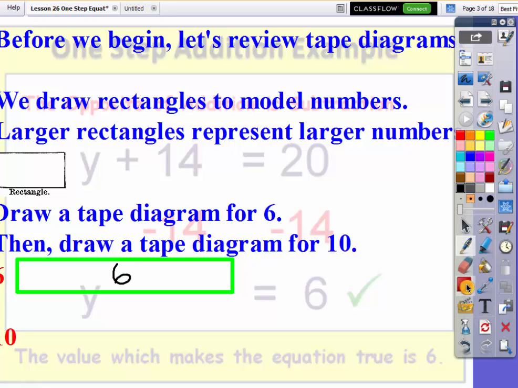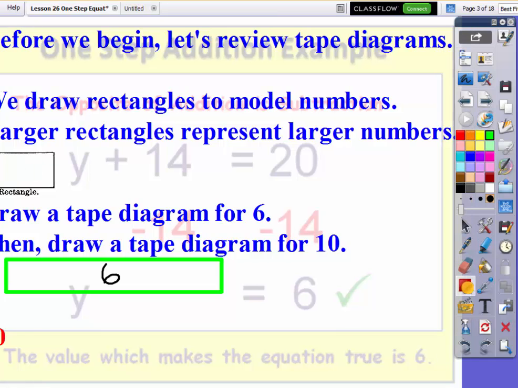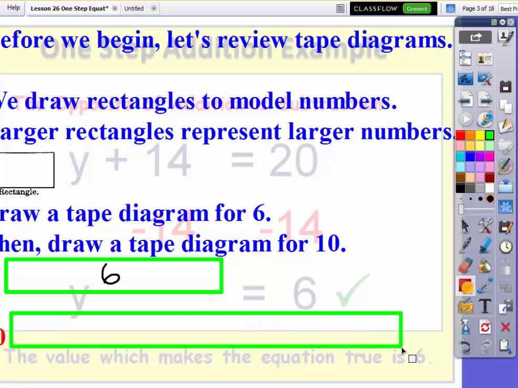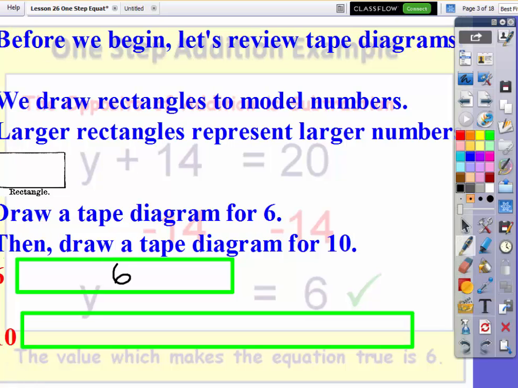And then I'm back to, I need to draw my tape diagram of 10. So I'm going to draw my tape diagram of 10. And it's going to be longer because I know 10 is larger than 6. So it's only going to make sense that this tape diagram is bigger than 6. Since 10 is bigger than 6, my picture needs to show that 10 is bigger than 6.